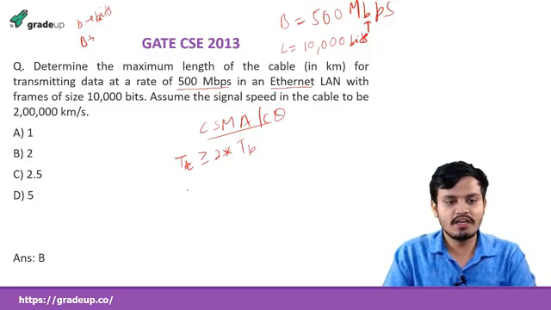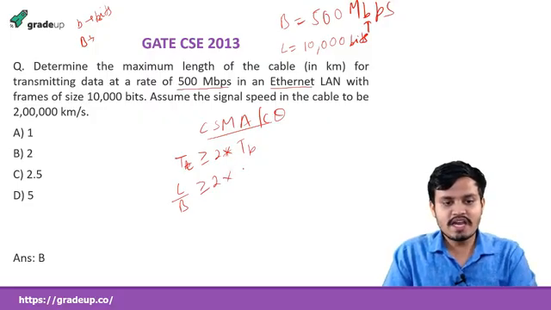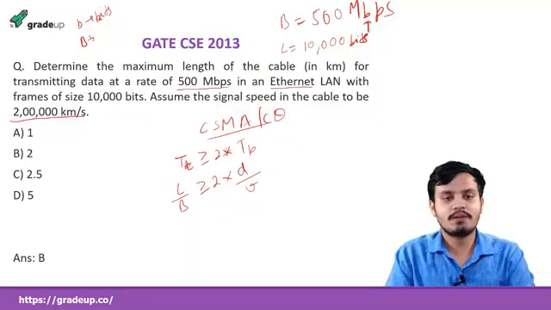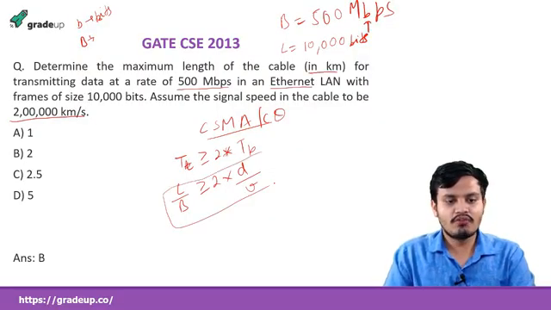Now here what is TT? L by B. Okay, what is TP? TP is distance D upon signal speed, that is V. So we are given V equal to this. Now this question is asking to find the maximum length of the cable in kilometers. So this is the formula. If you put every value correctly, then we will get it.